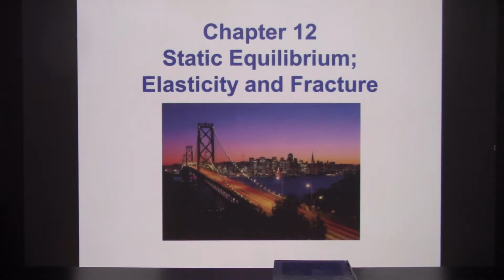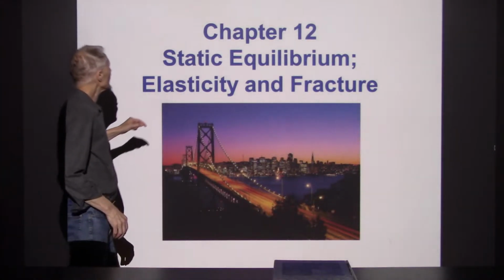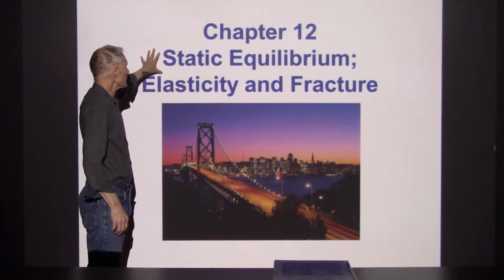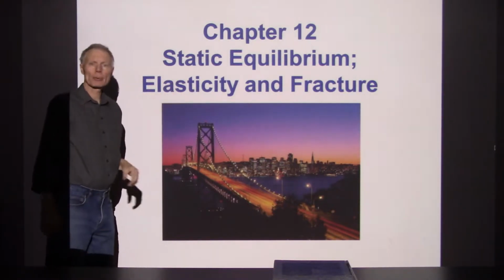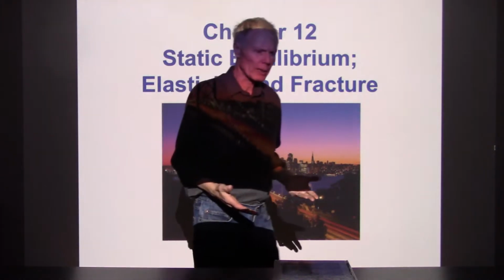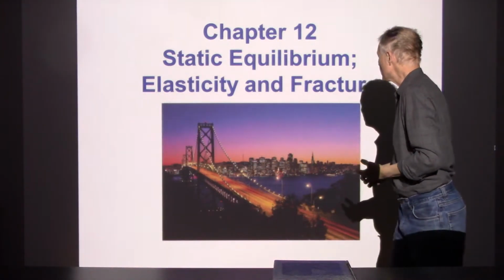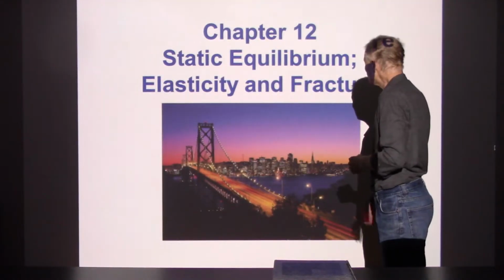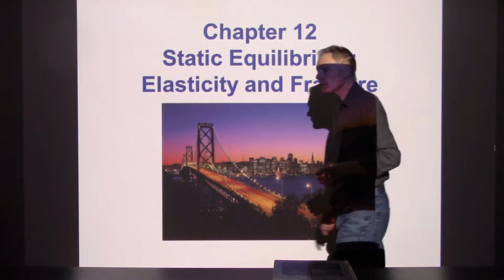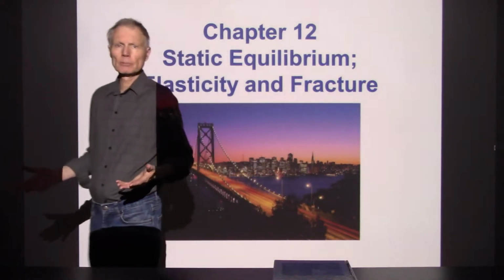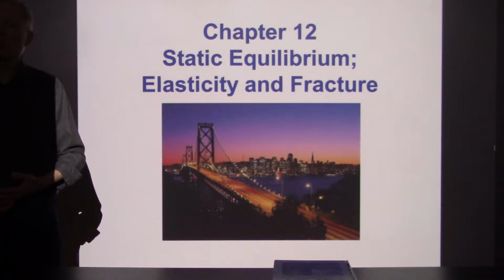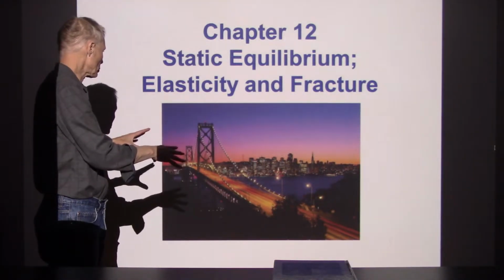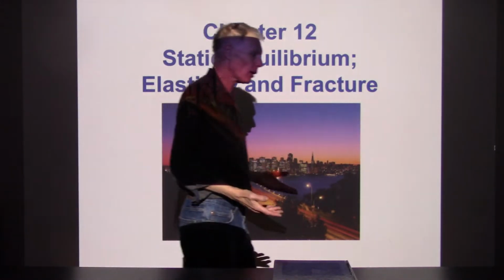All right, we are moving on to Chapter 12. In Chapter 12, we're going to be looking at conditions necessary for static equilibrium, and then we're going to look at some material properties. So static equilibrium, the idea here is, well, if we build a bridge or a bunch of buildings, we would like them to be stable. We don't want them falling down. And so static equilibrium has to do with looking at structures and analyzing all the forces.